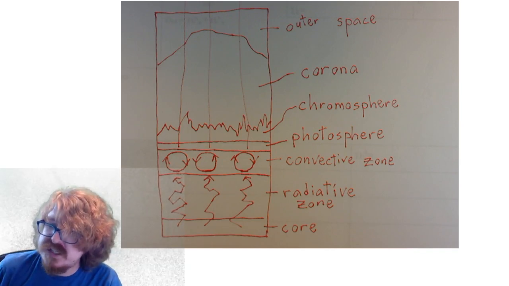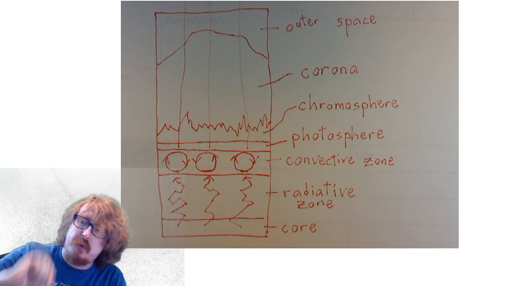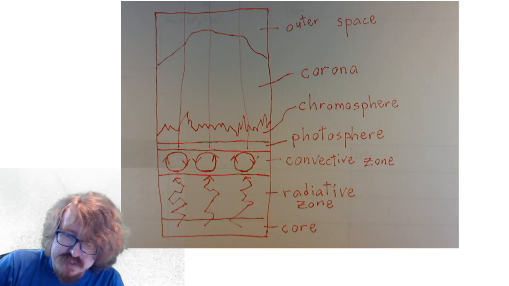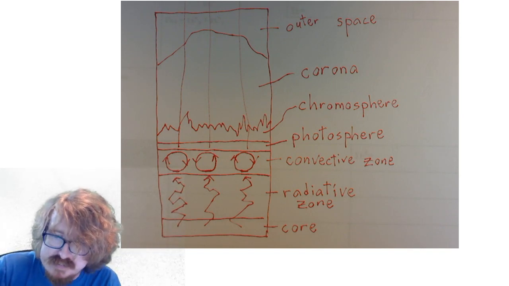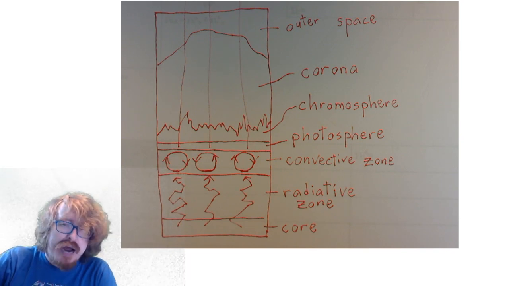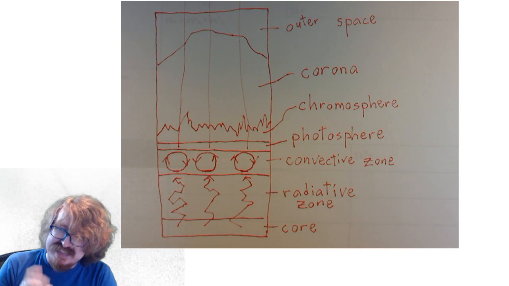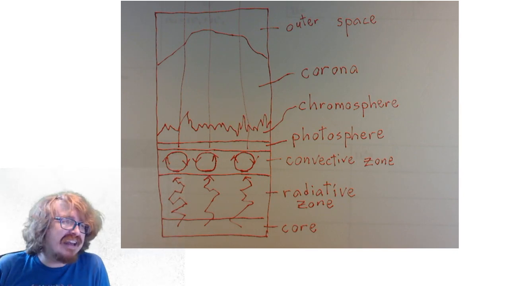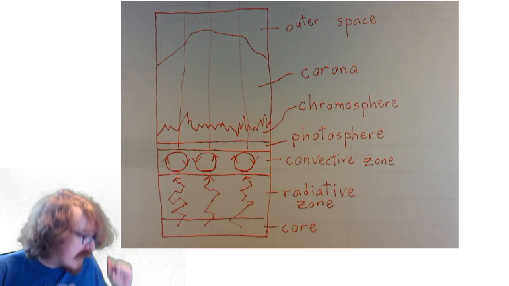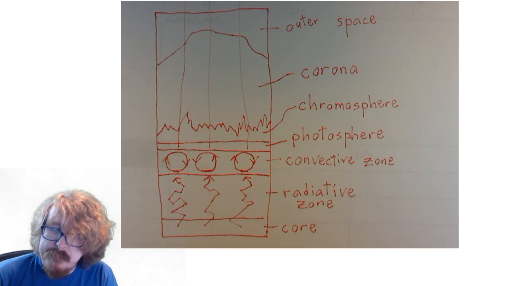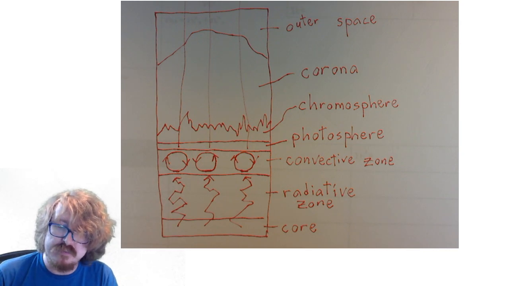Now, what is the corona like? The corona is the thinnest layer of the sun by far. It's extremely thin. If you were floating around in it, you probably wouldn't even see it. That's how thin it is. But it is also even hotter than the chromosphere, okay? It is about 2 million Kelvin, okay?